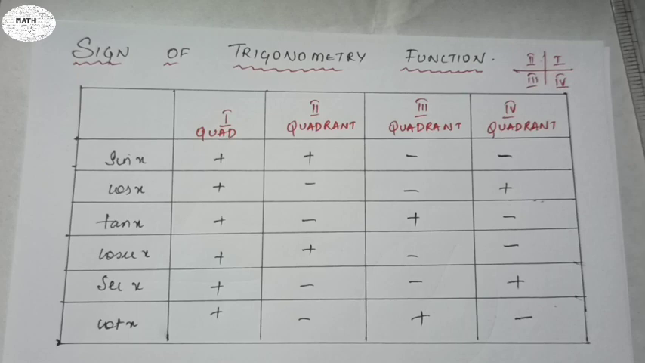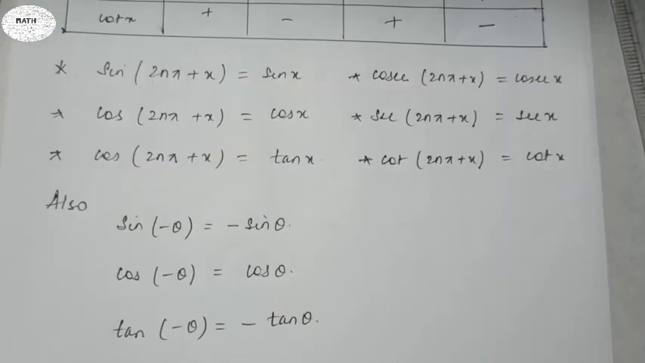Okay, and if you look at the table, all the ratios are positive in your first quadrant. That's nothing more than your sine, cos, tan, cosec, sec, cot. Everything is positive for your first quadrant. Based on the table lies the formula. I have given here a formula.